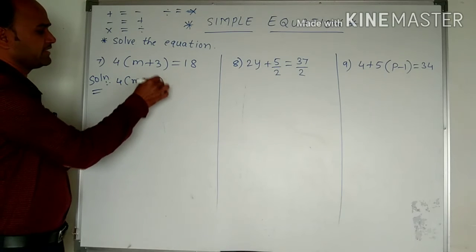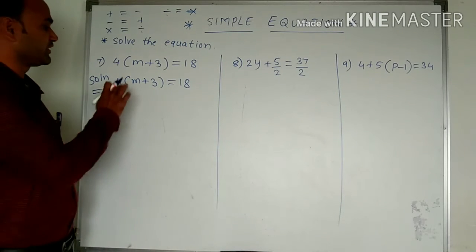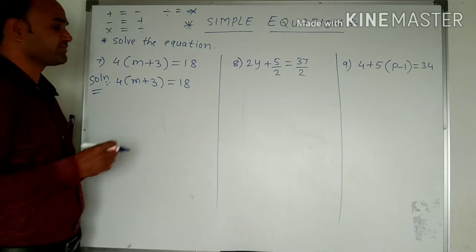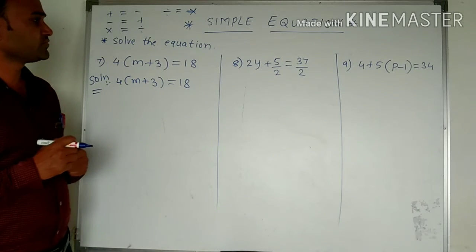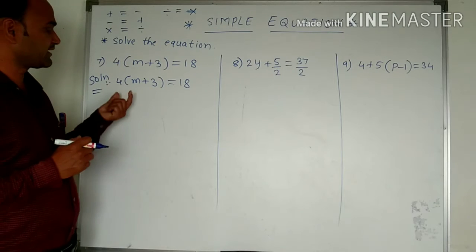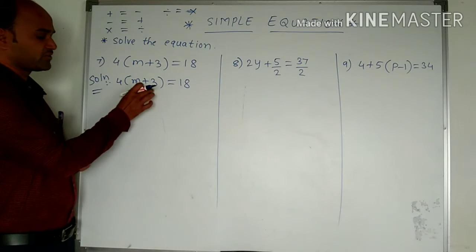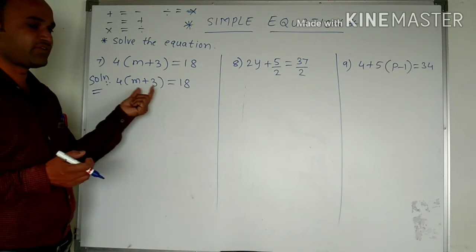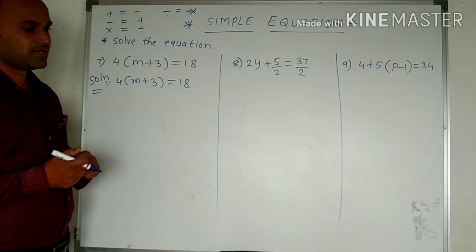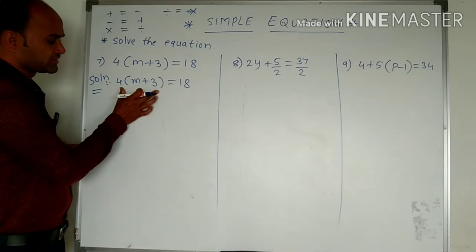4(m plus 3) is equal to 18. So firstly, as we know, for simplification we have to use the BODMAS rules. After using the BODMAS rule, we have to clear out the bracket first. m plus 3 we can't add here, because one is the alphabet and another one is the number. So we have to simplify this one.